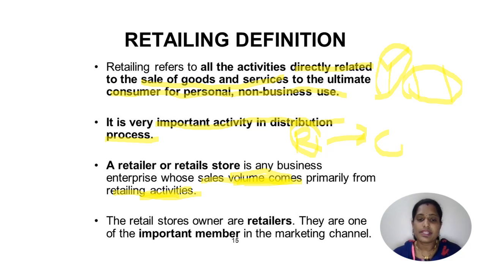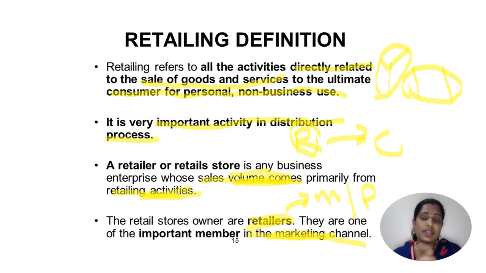And see here, the retail store owners are retailers. The person who is running a retail store or a retail shop, we call that particular person or individual a retailer. They are one of the important members in the marketing channel. Why do we say they play a vital role in the marketing channel? Because this retailer will be giving all the information to whom? I think you could have guessed by this time. It is either to the manufacturer or to the producer.